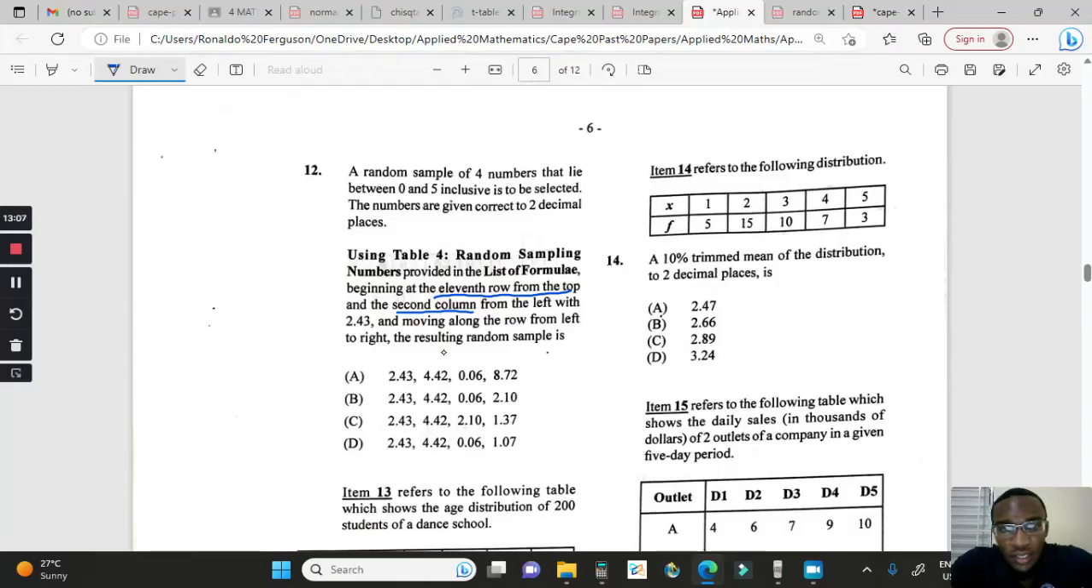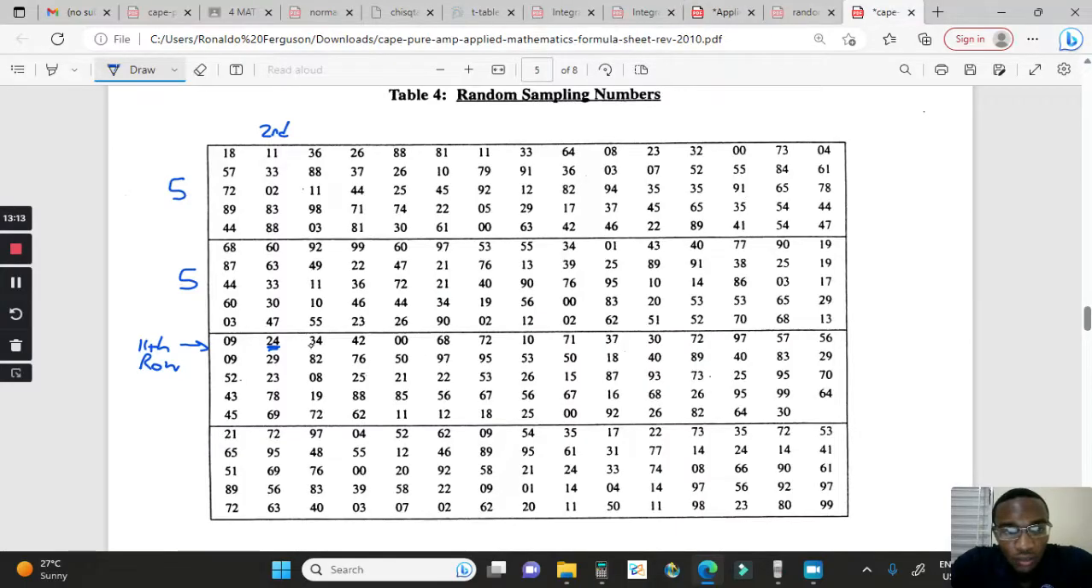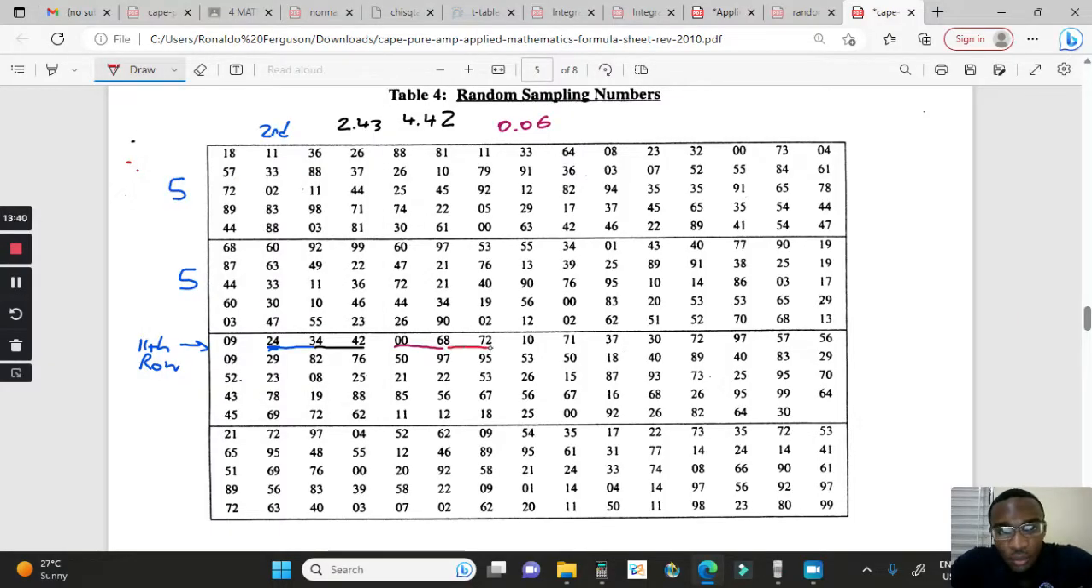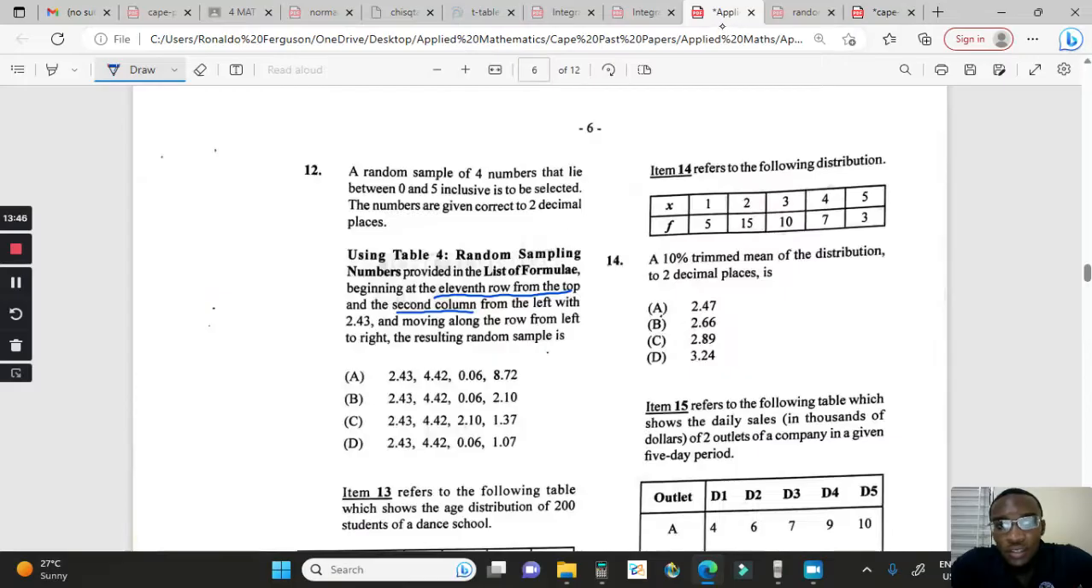And now they say, what are the resulting numbers after 2.43? No problem. So this is 2.43. That's the first number. Let's change the color. The second number, continuing, is 4.42. Notice I'm using different colors to show you. It's 2.43, then 4.42. Now the next number is 006, that's 0.06. And using another color, the last one would be 8.72. Very easy using the random number table. So looking for that option, and here it is, option A. It's so easy.